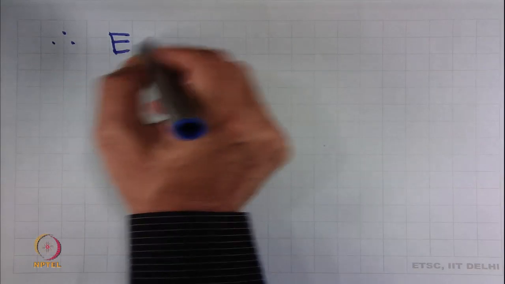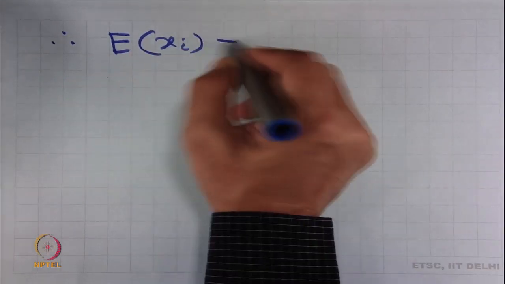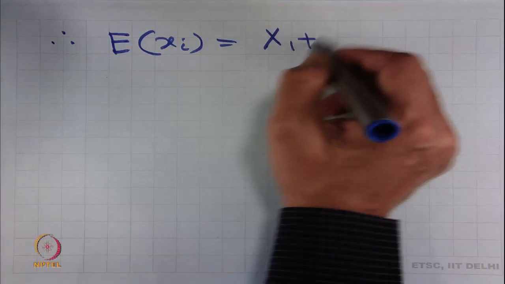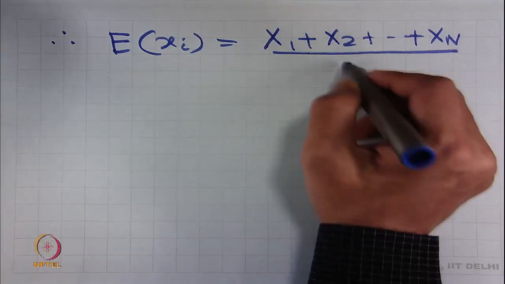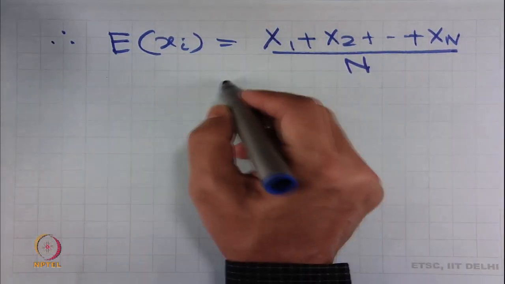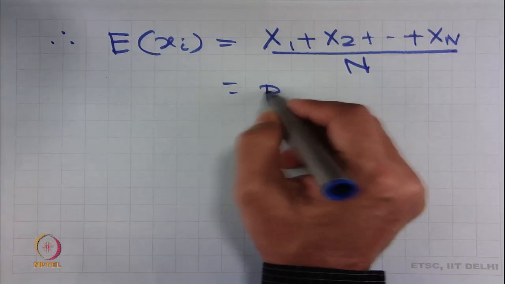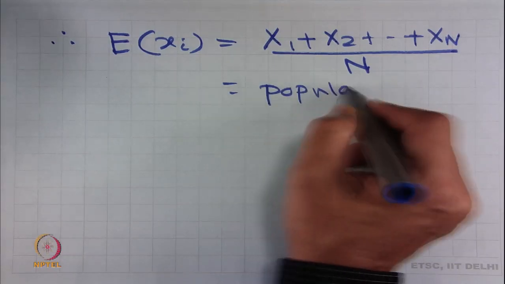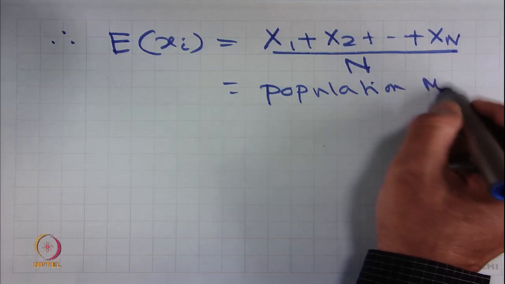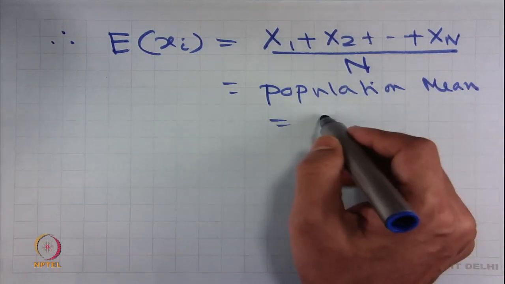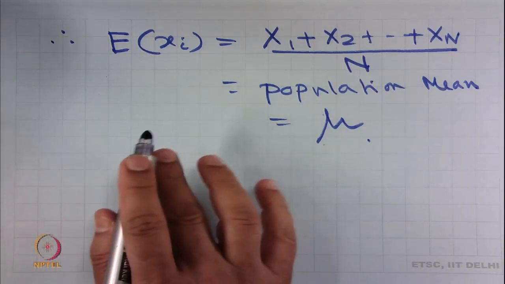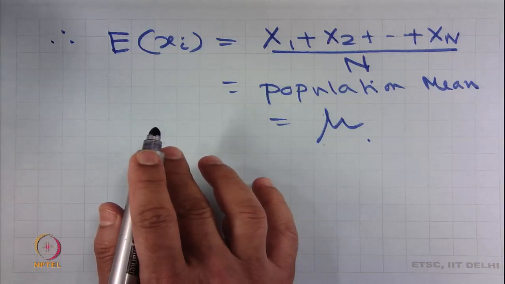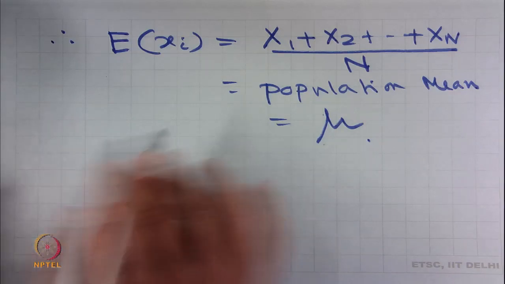Therefore, expected value of xi is equal to x1 plus x2 plus xn upon n, which is equal to the population mean, equal to mu, and this is irrespective of SRS WR or SRS WOR.